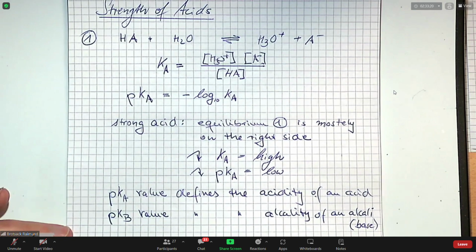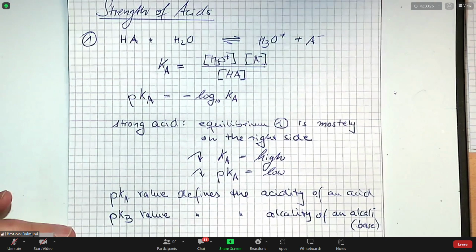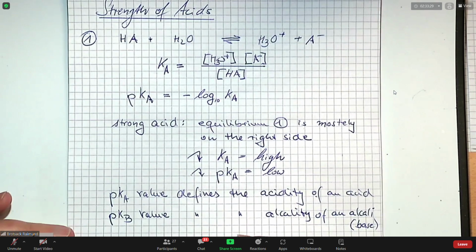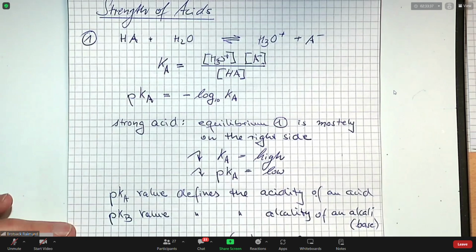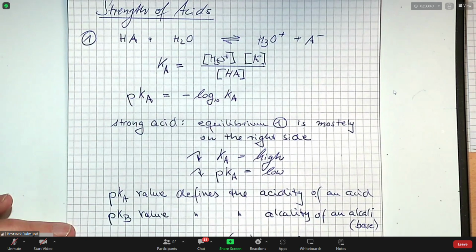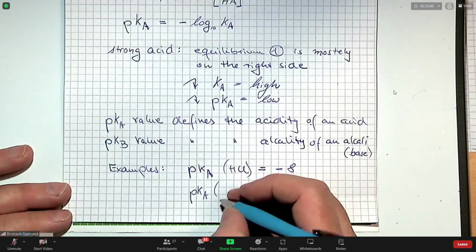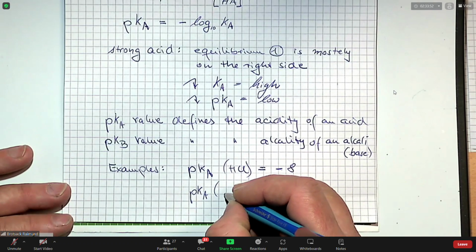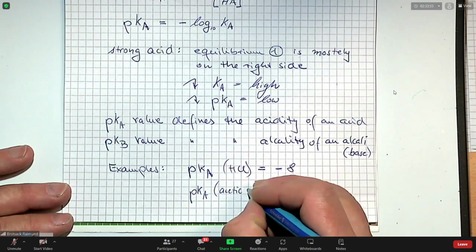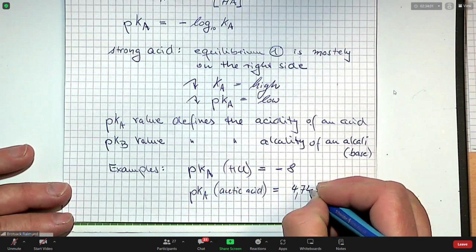To give you an example, the pKa of HCl is -8, and the pKa of acetic acid is 4.74.